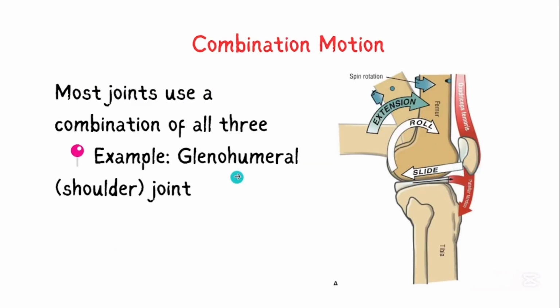Now remember, most joints don't move with just one of these motions. Usually, we see a combination of roll, glide, and spin happening at the same time. For example, at the glenohumeral joint, that's your shoulder, all three motions occur together to allow smooth arm movements.